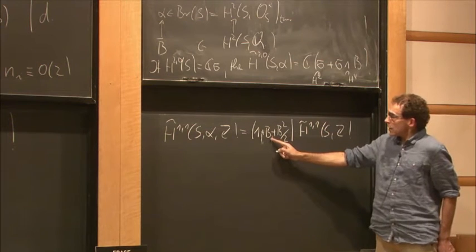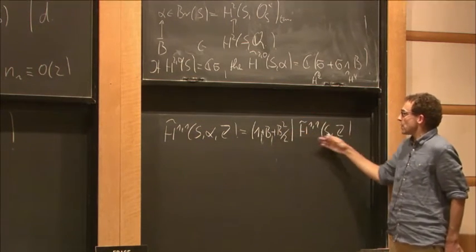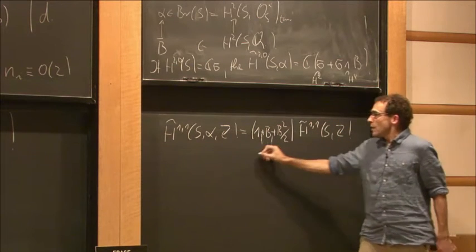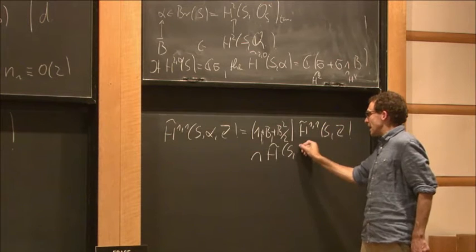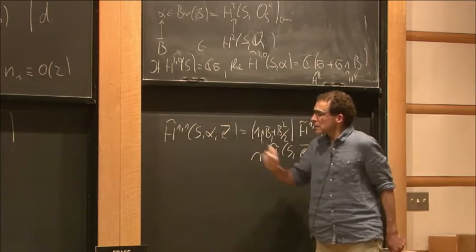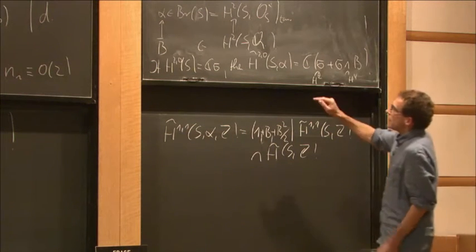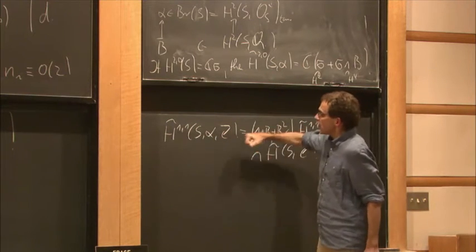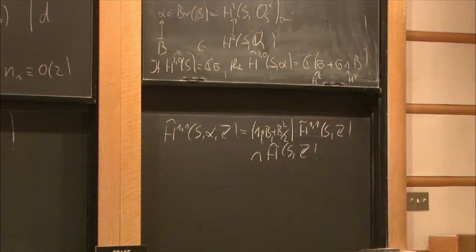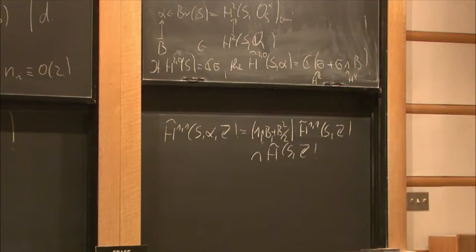But now B was rational, and so B squared over 2 is a priori rational. So this might not be in the integral cohomology, but if I intersect it with the integral cohomology of S, Z, this is the 1-1 part of the twisted K3 surface. Okay. So either you determine the 2-0 part and from there you deduce this description, or I think in any case you have to give the 2-0 part.